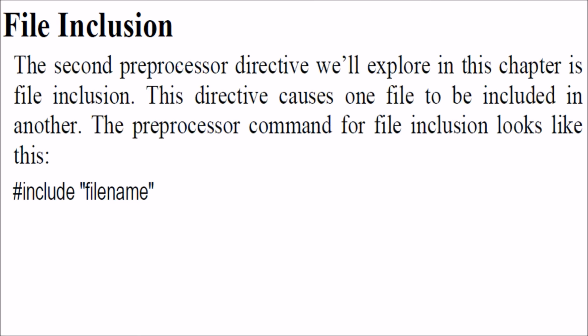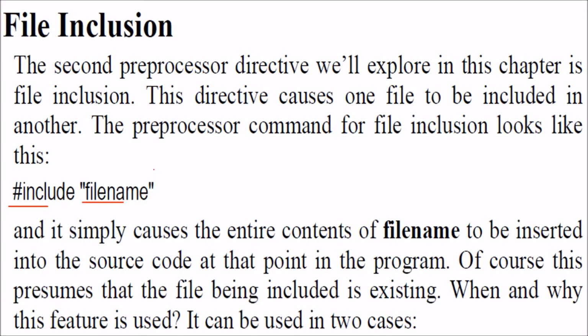File inclusion. The second preprocessor directive here is file inclusion. File inclusion you might have seen up till now in your program, hash include file name. So it is taking all the file content, and it is replacing or putting that particular code from this file name inside your program.